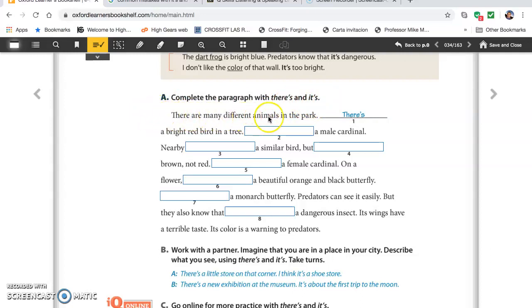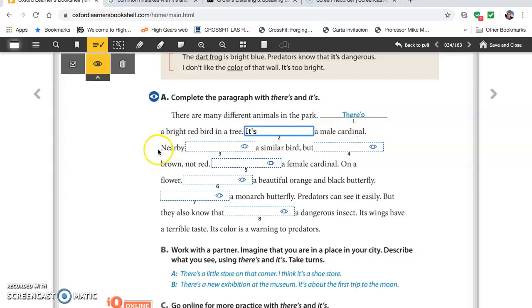There are many different animals in the park. There's a bright red bird in the tree. What comes next? Please pause the video and then we'll check the answers. Okay, let's check the answers. There's a bright red bird in the tree. Did you put theirs or its? In fact, it should be its.